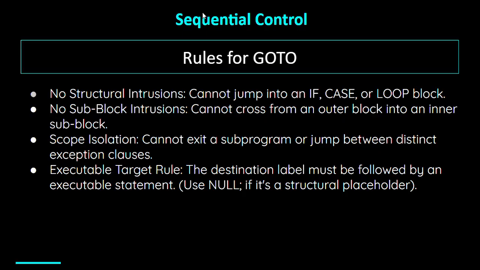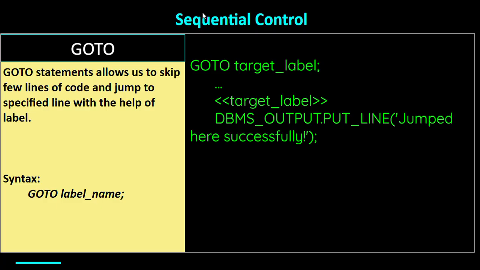So go to lets us physically jump the control flow to a specific labeled line of code. Just use it very wisely so our code doesn't become messy. Let's try these commands which we have learned right now.